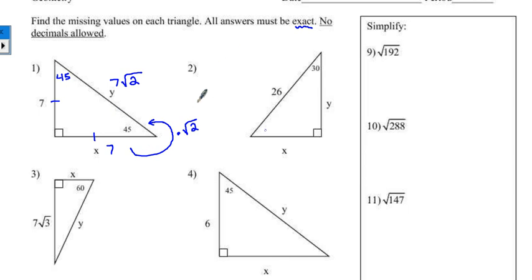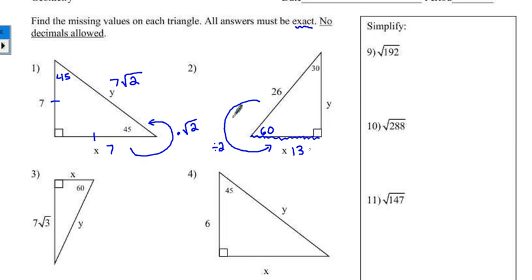Now, on a 30, 60, 90, the short leg is always across from the 30-degree angle, so we identify that short leg before we do anything. Currently, we have the hypotenuse in a 30, 60, 90. When you have the hypotenuse, to move from the hypotenuse back to the short leg and make it smaller, you are going to divide by 2. That's going to make this 13.